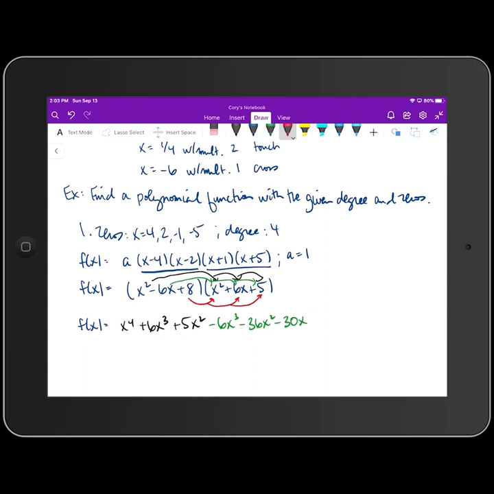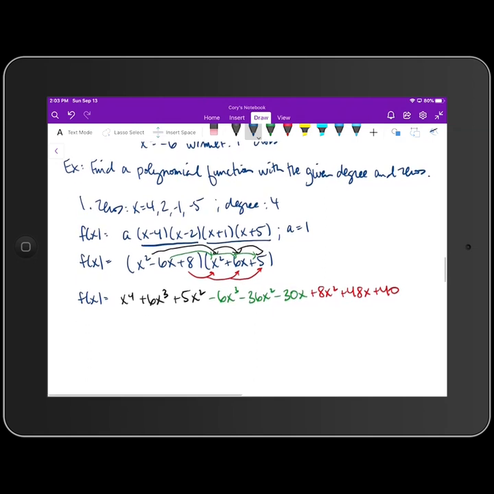And then I'm going to distribute 8 across all three terms, which I'm going to do in red. All right, so 8 times x squared is positive 8x squared. 8 times 6x is positive 48x. And then 8 times 5 is positive 40. Okay, and all I need to do is combine like terms here.